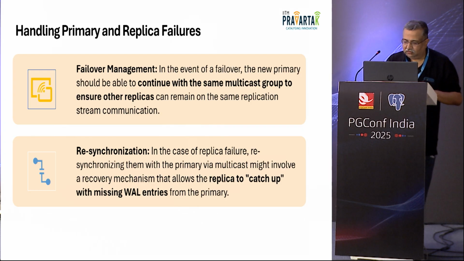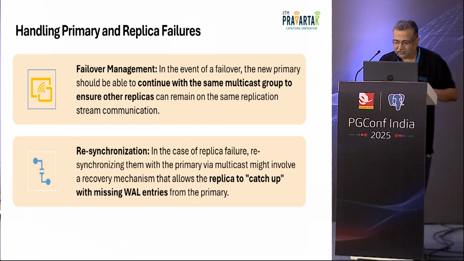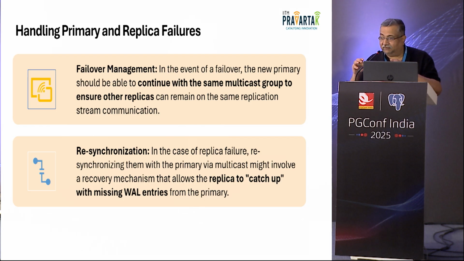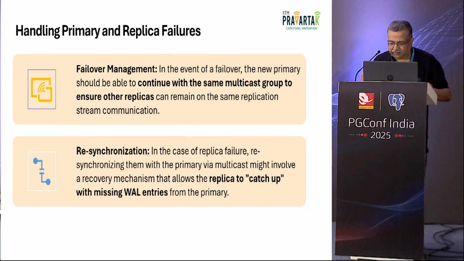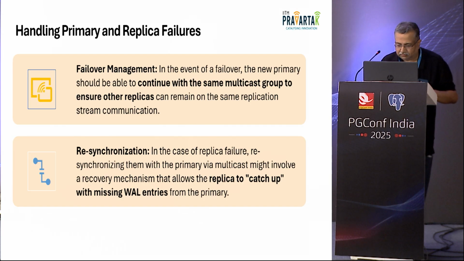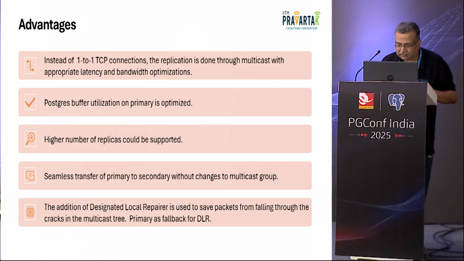And of course, you will have missing WAL entries happening, and an error recovery mechanism will kick in to get the data from designated local repairers and other entities. Suppose the designated local repairer does not have the capacity to hold that data for some reason. The NAK will automatically be sent to the primary, and the primary can look in its data cache and send the packet over to the requesting replica.